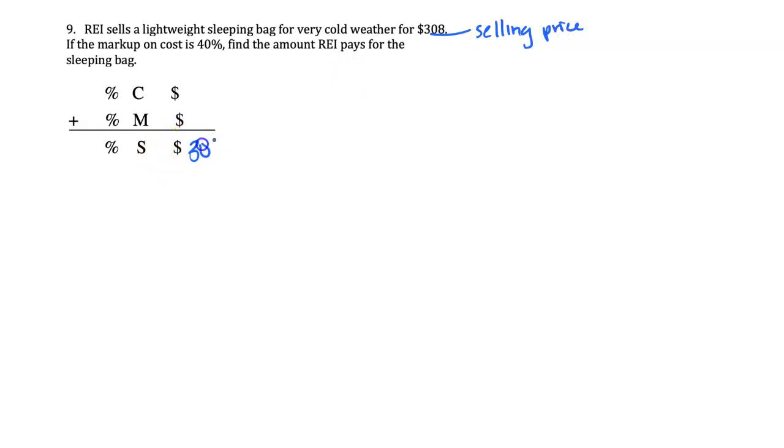is $308. It also tells us the markup on cost is 40%. So in that markup row, I'll put 40%. Since our markup is on cost, that tells us that 100% is for cost.